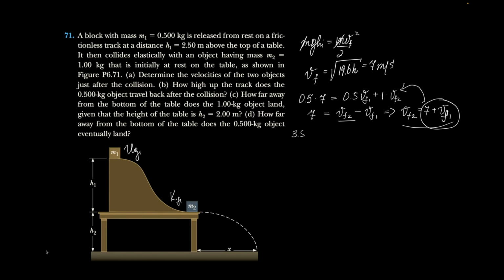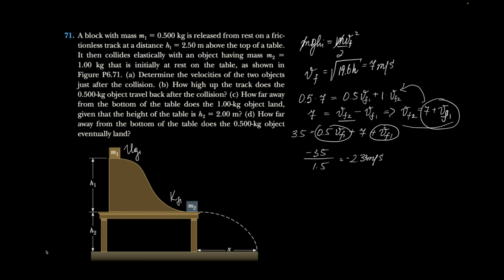So 3.5 equals 0.5 v final 1 plus 7 plus v final 1. That is 1.5 v final 1. That is negative 3.5 over 1.5. Gets me negative 2.33 meters per second. So the bounce velocity of the first one is negative 2.3 meters per second. Okay, 2.33 for sig figs.